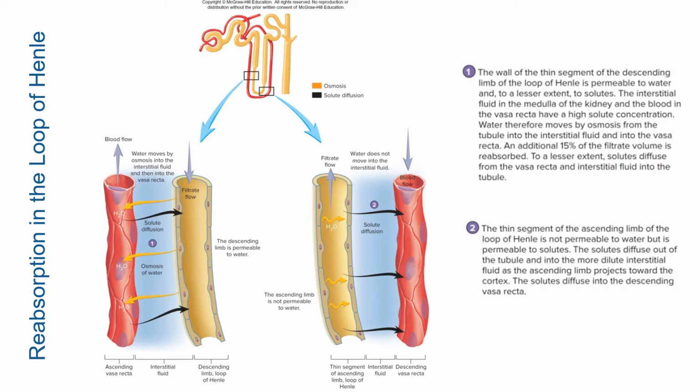When a segment of the loop of Henle is permeable to water, that's where osmosis happens. So basically, it's in the descending limb of the loop of Henle. But when it comes to the thin segment of the ascending limb, since it is not permeable to water, water can't come out of it. So it's just the solutes that can be transported into the vasa recta.